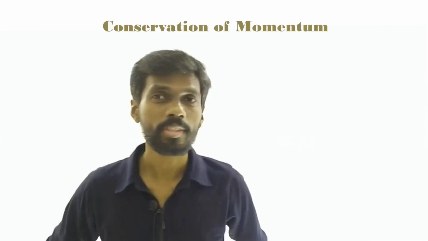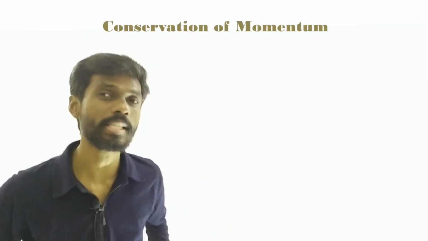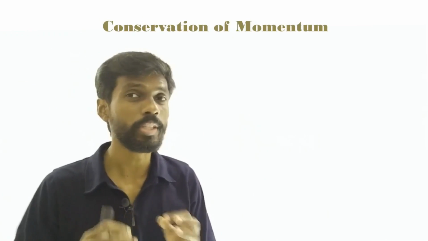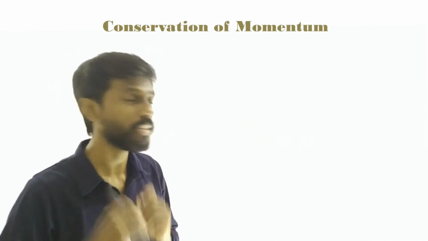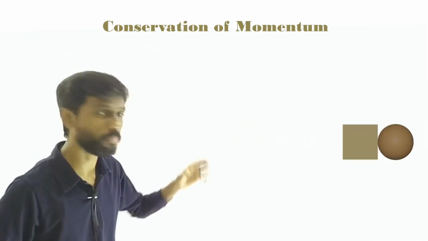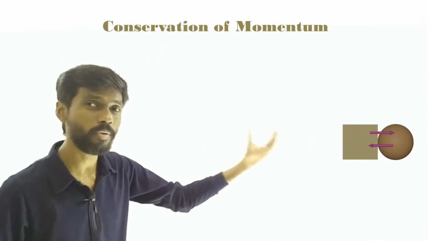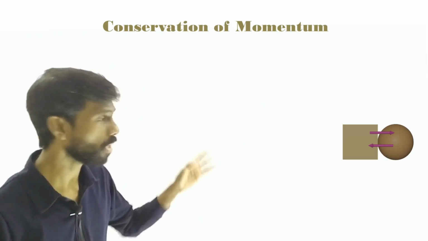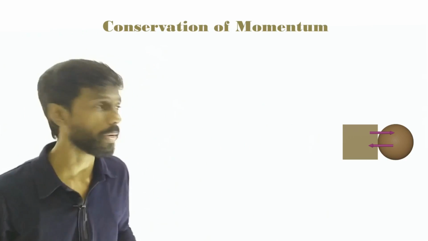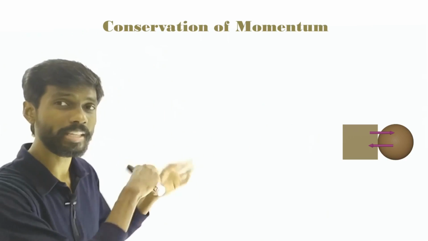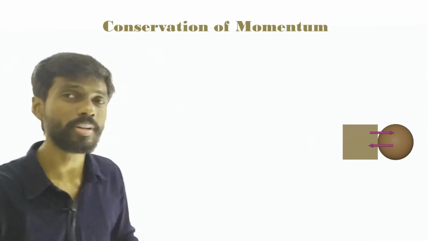Conservation of momentum. See, the momentum of an isolated system is always conserved. What is an isolated system? That is a system with no external forces acting on it, right? Take this example. There are two objects, one exerts some force on the other, so the other will also exert equal force on this one. So neither one is an isolated system, because there are some external forces acting on each of these objects. So that means it is not an isolated system.